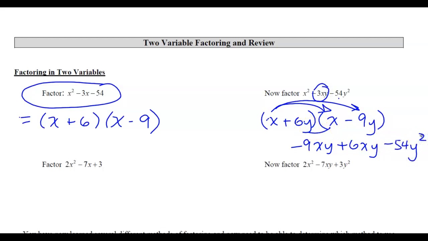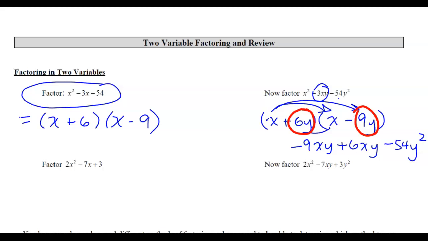So you still follow the same procedure, no work required because it's a simple trinomial. And you need two numbers that multiply to negative 54, add to negative 3. But now instead of just constant terms, they're going to have y's with them. Okay, that's the only difference.